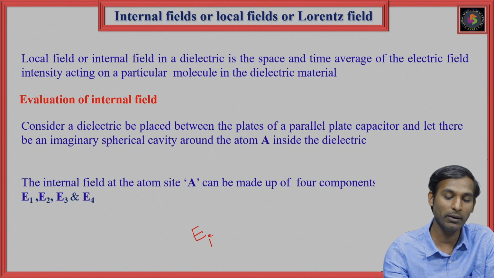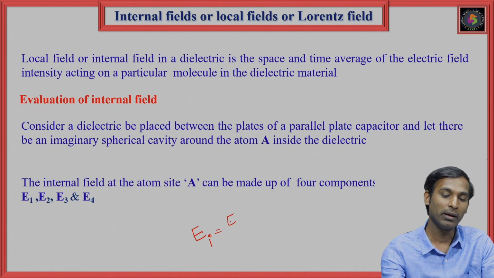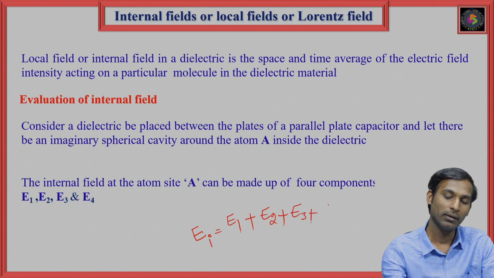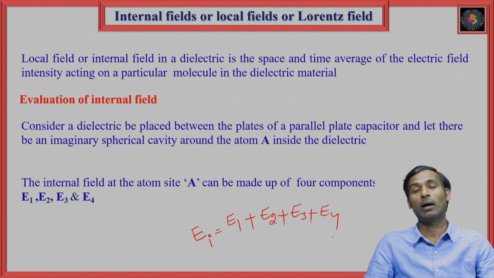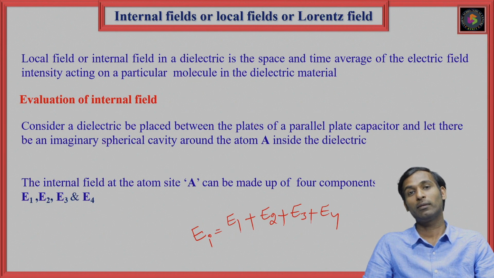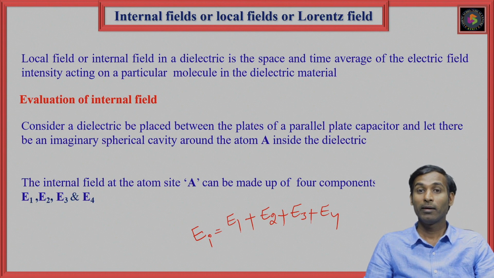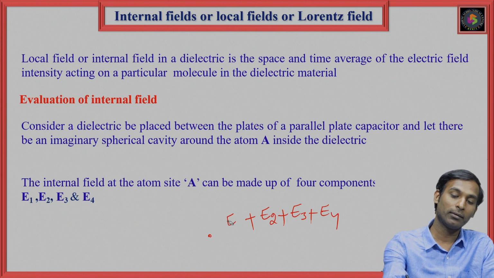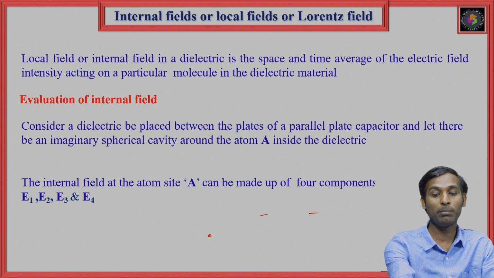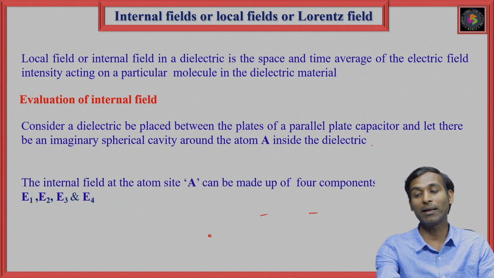The internal electric field is equal to E1 plus E2 plus E3 plus E4. That means we have to apply an external electric field to the dielectric material along the x direction, along the opposite direction, along the vertical direction, and along the spherical cavity of the material. In this internal field, we are talking about the dielectric placed between the plates of a parallel plate capacitor.